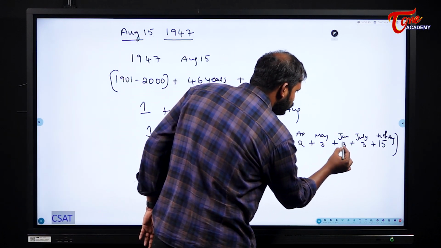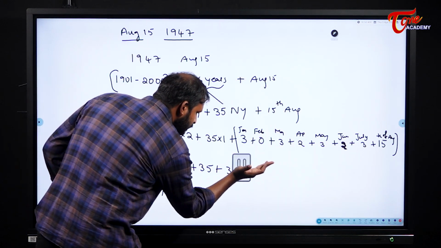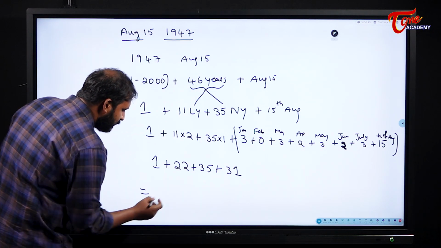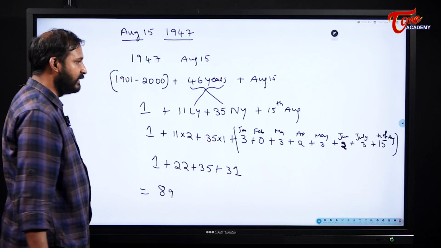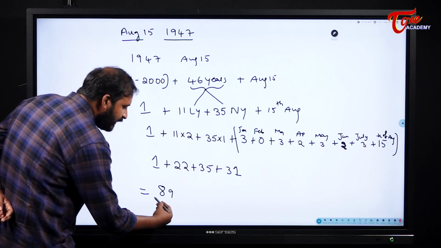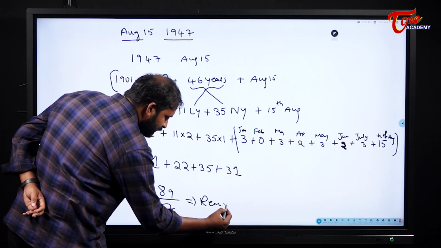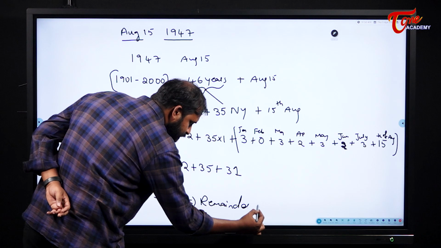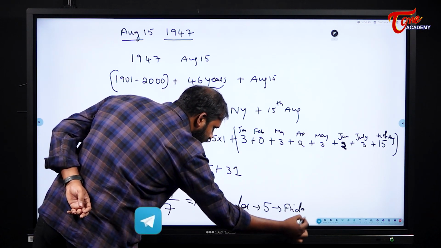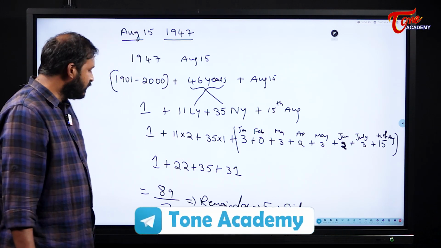Sorry, June, 2 odd days. June is 2 odd days. So what will we get here? 1. And so our sum will become what? 89. So June, the number of odd days for June is 2. So 89 by 7. What is the remainder we are going to get here? Remainder is 5. That is what? Friday. So that means we celebrated our first Independence Day on Friday.